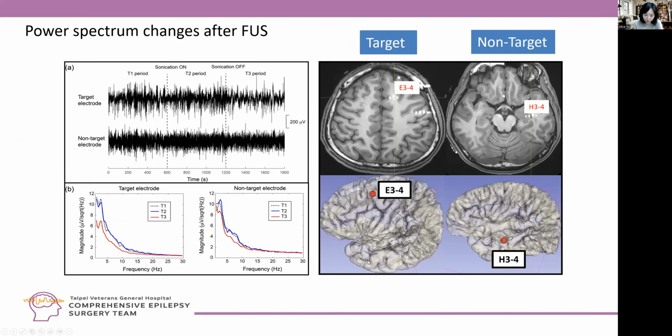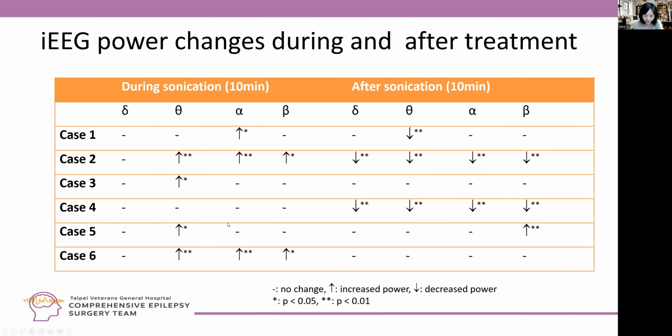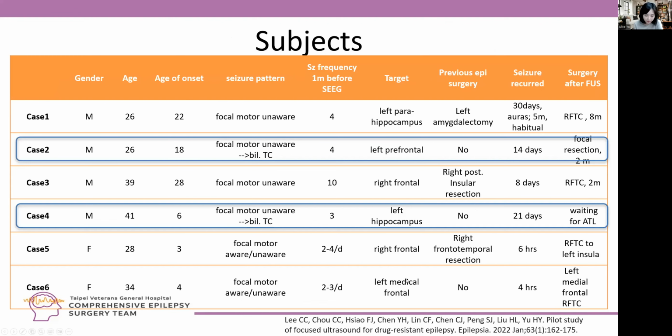We analyzed the intracranial EEG 10 minutes before sonication, during sonication, and 10 minutes after sonication. In the target electrode, low frequency power reduced after treatment compared to before treatment, while in the non-target electrode, there were no significant changes. This is a summary of the 6 cases regarding the power change. There is a trend of increased power during sonication and reduced power after treatment compared to baseline.